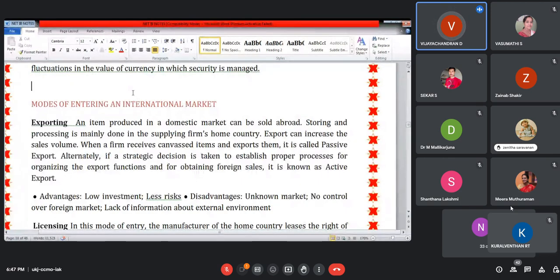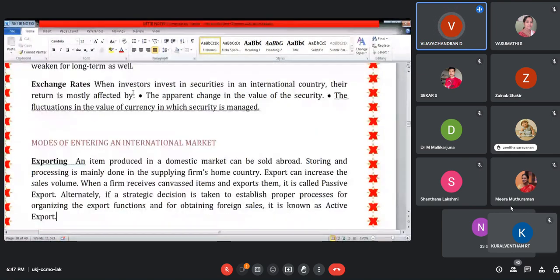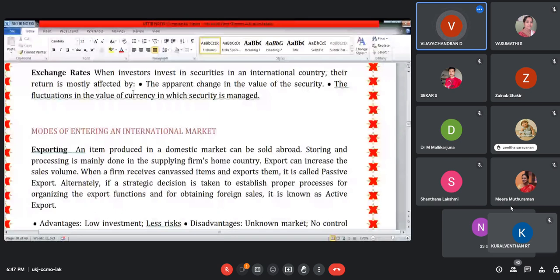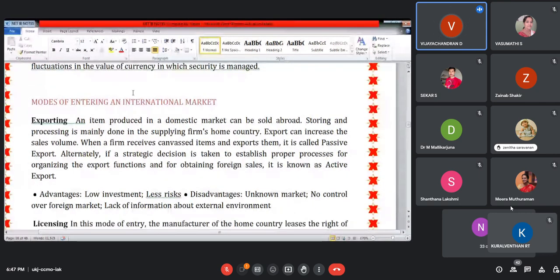So it's my duty to discuss the mode of entry of the entities into international trade. This is very important, and may be asked in your upcoming examination. So the first simple method is exporting. This is the easiest method of entering into international trade. They will sell their domestic product abroad, and the storing and processing will be done by the supplying firm.